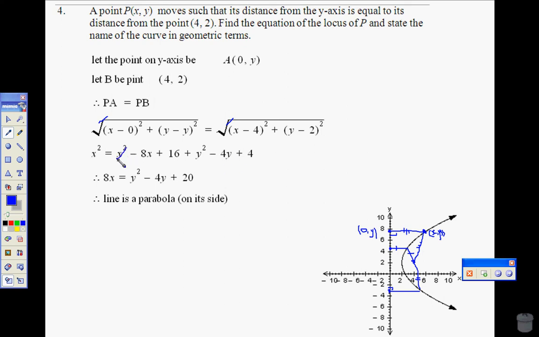x squareds cancel. And then if I add 8x on this side, we can see that's going to be a parabola. It's y squared this time, which means it's a parabola on its side, but it's still a parabola. Okay, so we found the equation of the locus of P. There's our equation. And what does it signify? It's a parabola, even though it's on its side. Its concave is open to the right. But it's still a parabola.